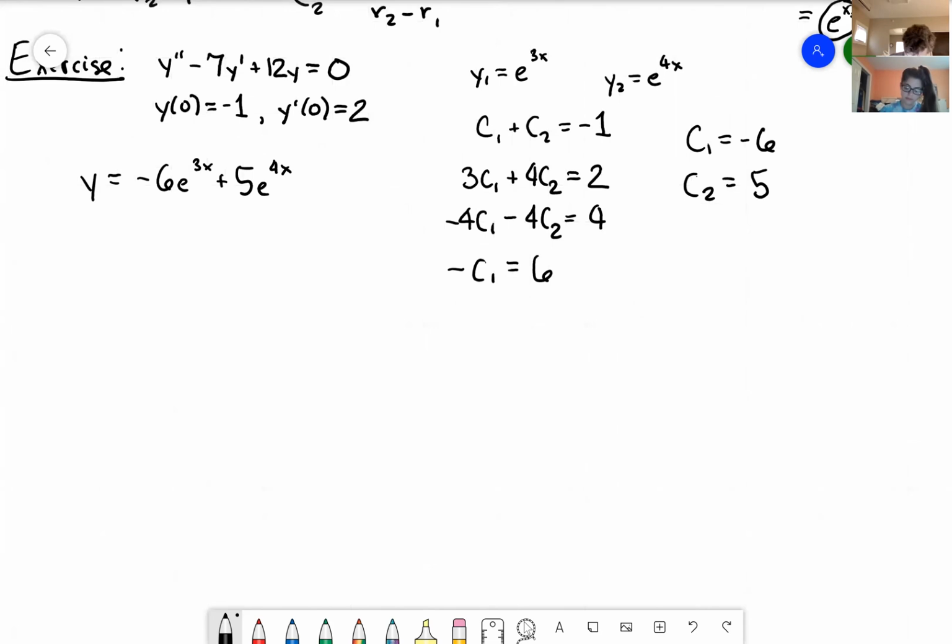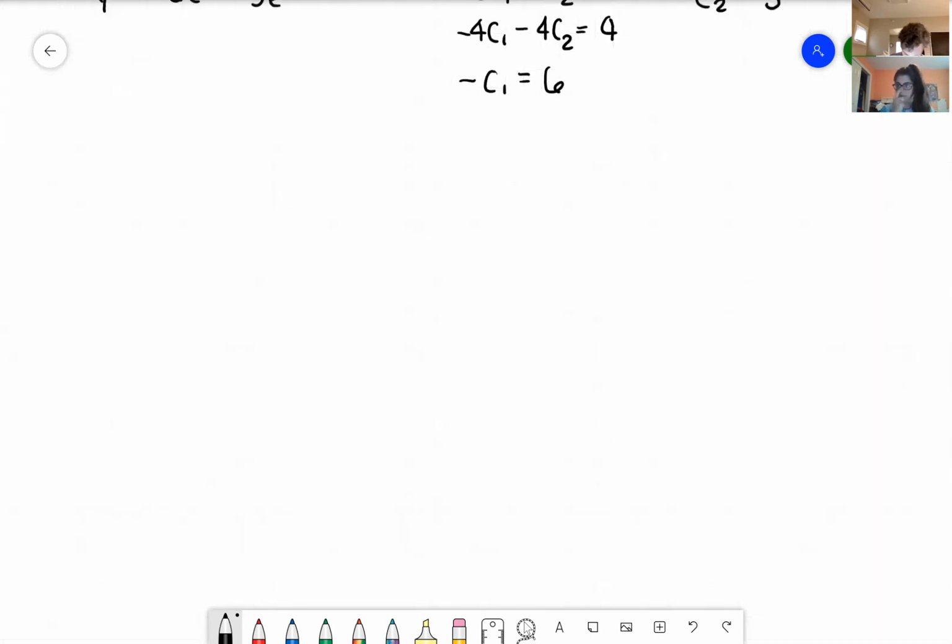Okay, so that's the first case. Now let's look at the one double characteristic root case.